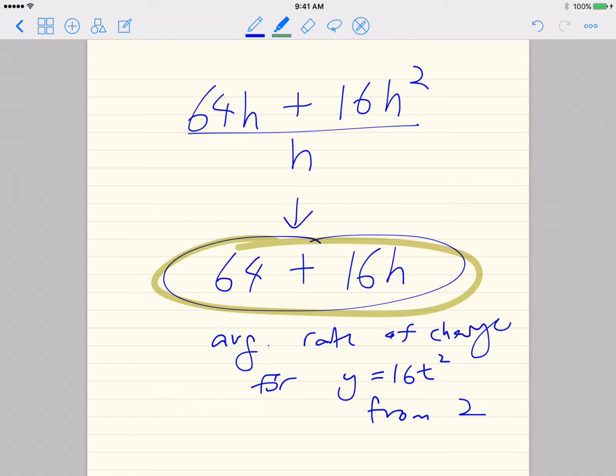And when you substitute 0 for h, your final answer will be 64. So your instantaneous rate of change would be 64 feet per second.